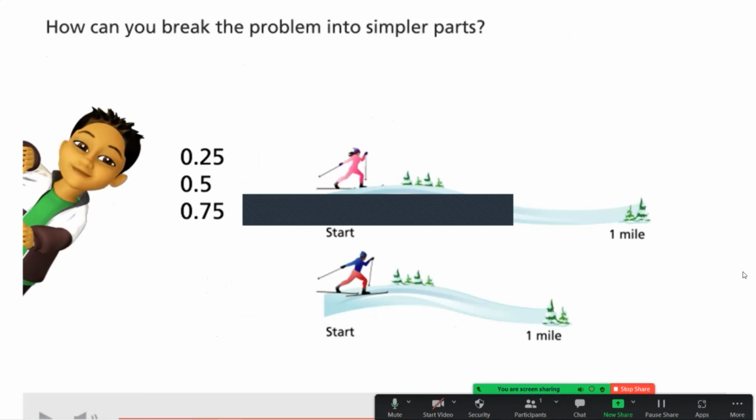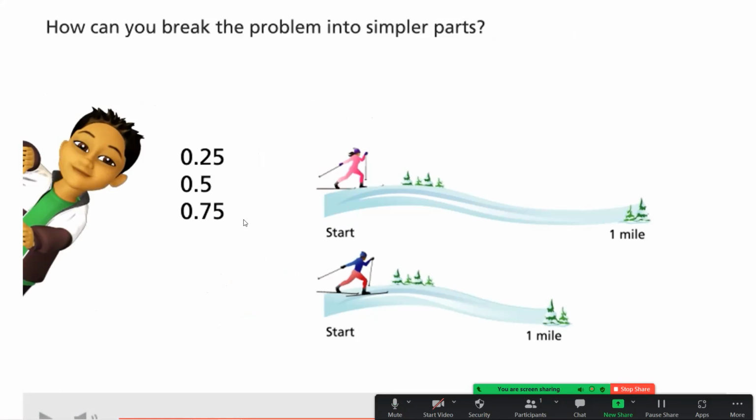Okay, so if we're going to break this into smaller parts, we need to stop and think, what do these decimals here represent? And let's deal with one of the drawings at a time. Now, 0.25, if you think of it like money, 25 cents is 1/4 of a dollar, right? Because we need 4 quarters or 4 groups of 25 to make 100 cents. So this is going to be 1/4.